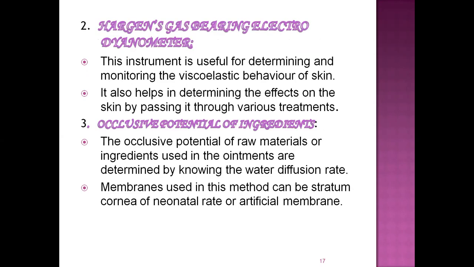And the second one is the gas bearing electrodynamometer. This instrument is very much useful for determining and monitoring the viscoelastic behavior of the skin. Also it helps in determining the effects on the skin by passing it through various treatments. Another one is the occlusive potential of ingredients. In this case, the occlusive potential of raw materials or ingredients which are used in the ointment is to be determined by knowing the water diffusion rate. The membranes used in this method can be stratum corneum, for example neonatal rat, or artificial.